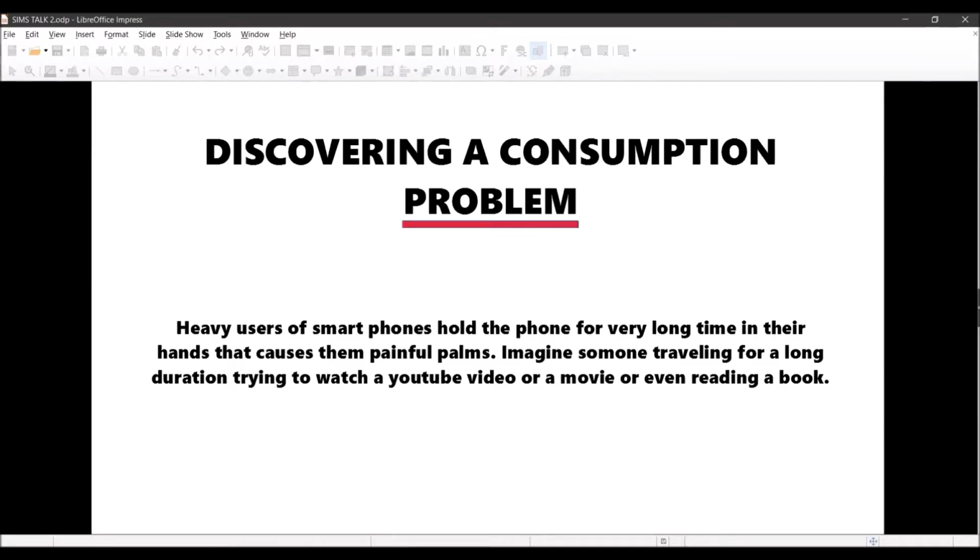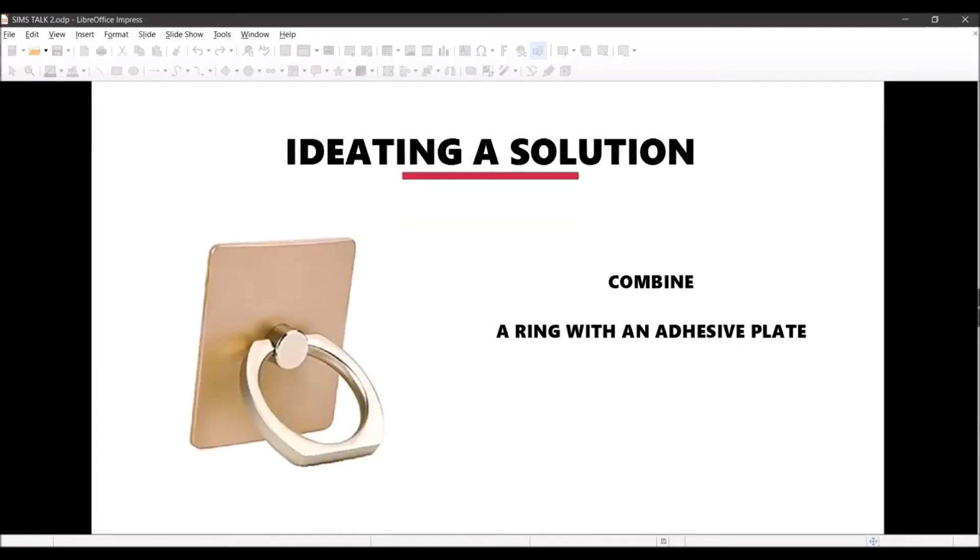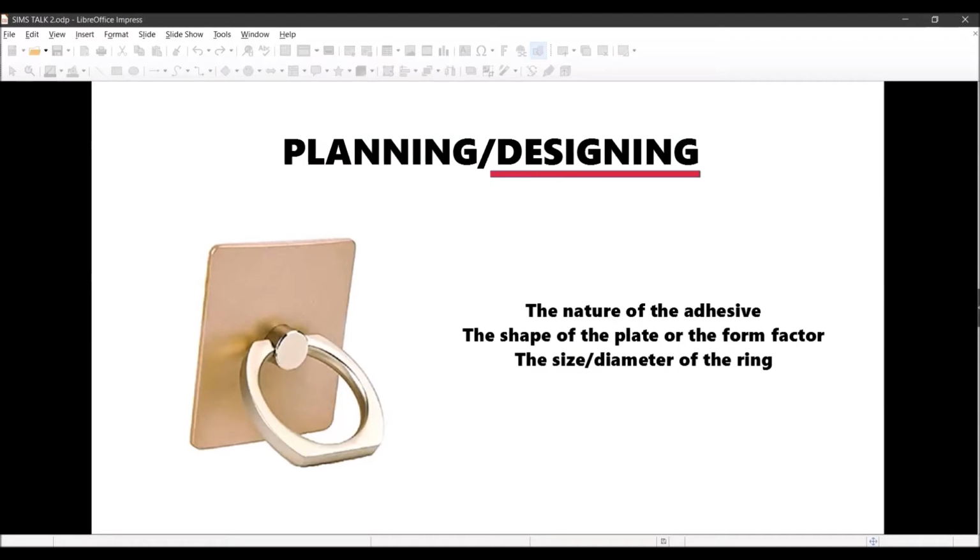So in that case, you have the phone in your hand for a very long time, and holding it for a long time causes pain in the palm. So what is the solution for this? Somebody came up with this solution. This is a combined solution where you combine a ring with an adhesive plate and put them together. It forms a simple solution, and it is quite an effective solution as I see it, because these are quite common things that are available everywhere.